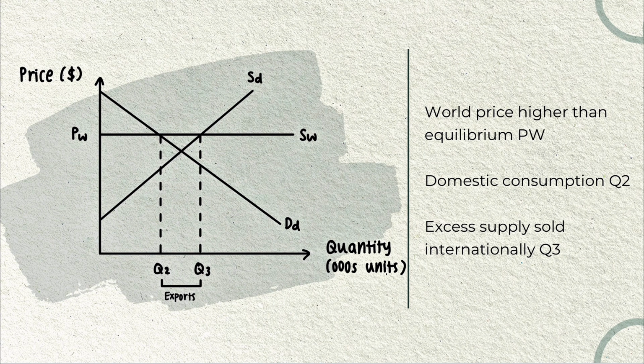Now, as you can see here, the world price is higher than the equilibrium. So the world price sits at PW, which gives us the supply at SW. And at this price, the domestic consumption will be at Q2, and the domestic supply will be Q3. And as the domestic supply is greater than the domestic demand, the excess domestic supply is exported into the international market at price PW.